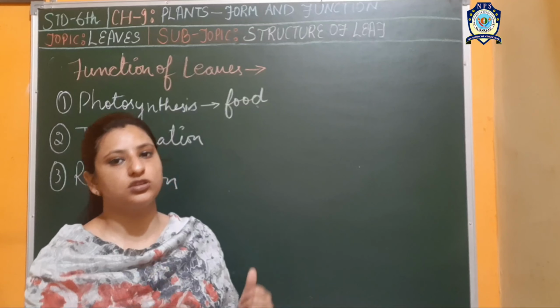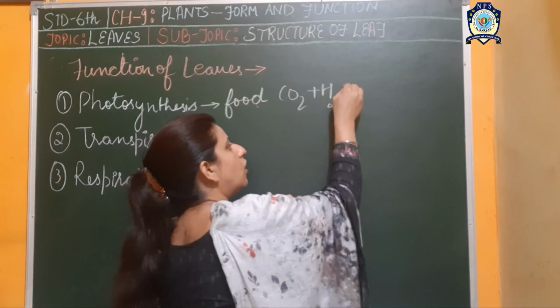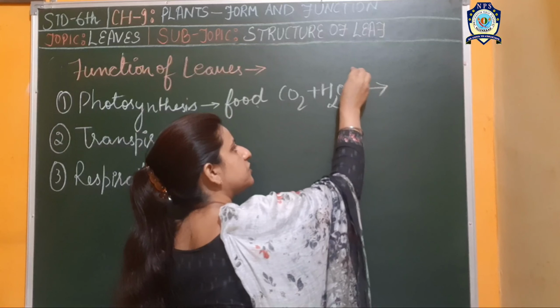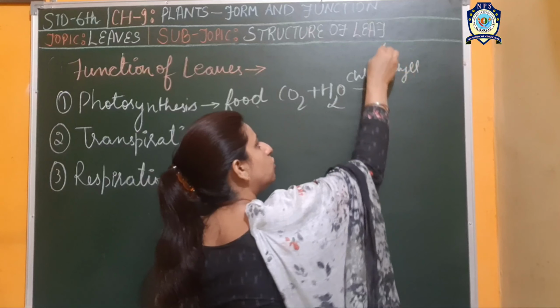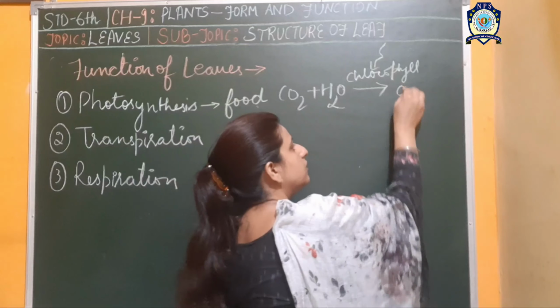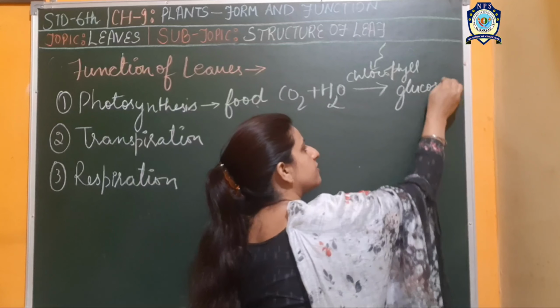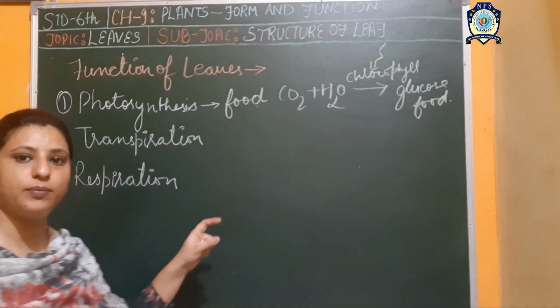Now the leaf has both things: carbon dioxide and water. Now the green pigment is there, which is chlorophyll. This chlorophyll traps the sunlight, and what is formed? Glucose is formed, which is called food. So this is the main function performed by the leaves.